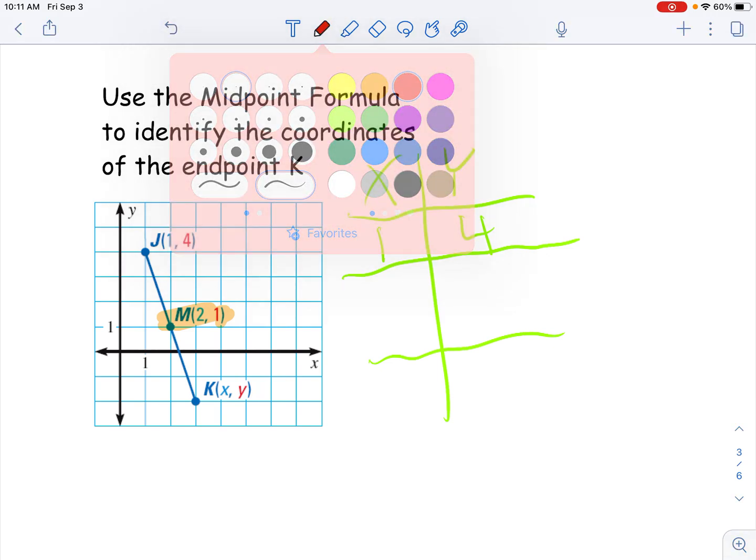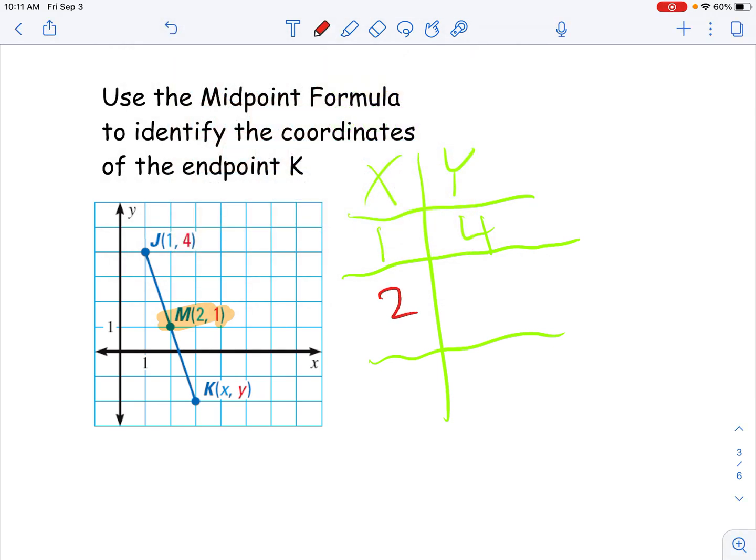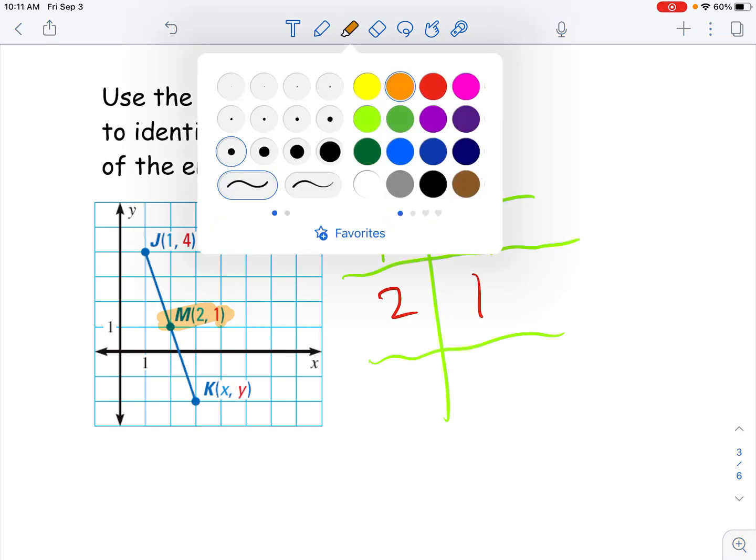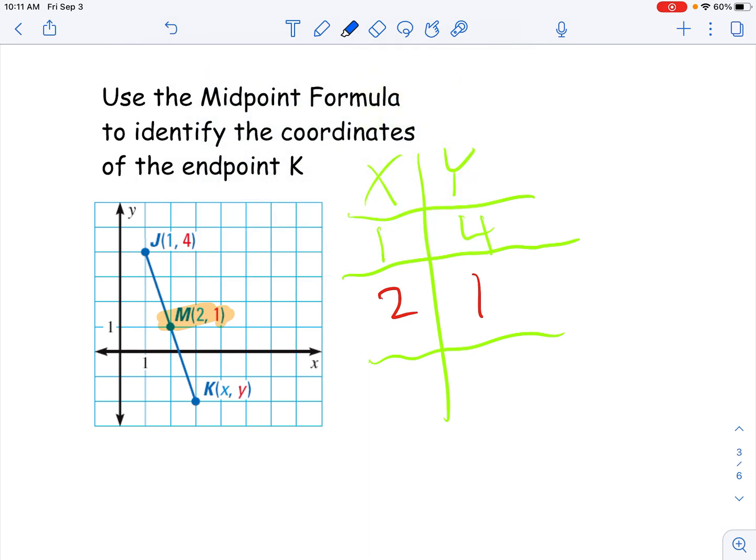So I can plug this midpoint in here, and this is going to be 2 and 1. And this is what I need to figure out. I need to figure out what this endpoint over here is. So let's do some of our jumps. From 1 to 2, I add 1. So if I need to do the exact same thing here, 2 plus 1 is 3.